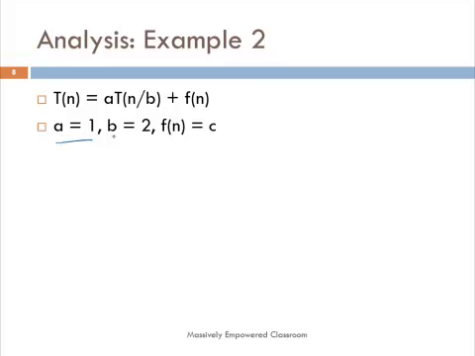Here A is 1 and B is 2, and f(n) is a constant. What does this mean? This means we throw away one of the subproblems. We consider only one subproblem. That's why A became 1. And there are still two subproblems, and they are still half the size of the original problem, n by b, where b is 2, which is nothing but n by 2.